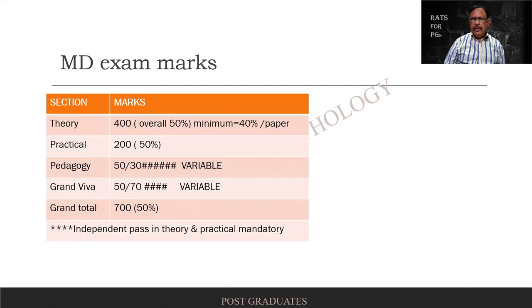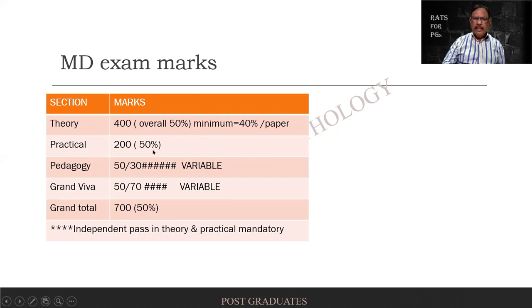The mark distribution. All of you know about it. It is again a kind of a revision. The theory, overall it is 400, of which the student should score 50%. And then there should be a minimum of 40% per paper. This is again an important lesson for the examiners like me. So even if you are lenient, we should take care to see that the student gets at least 40% in a paper, and then it is compensated by the others, such that overall there is a 50%.